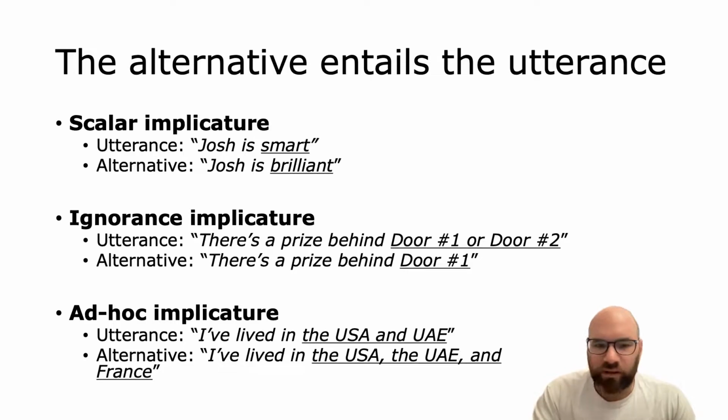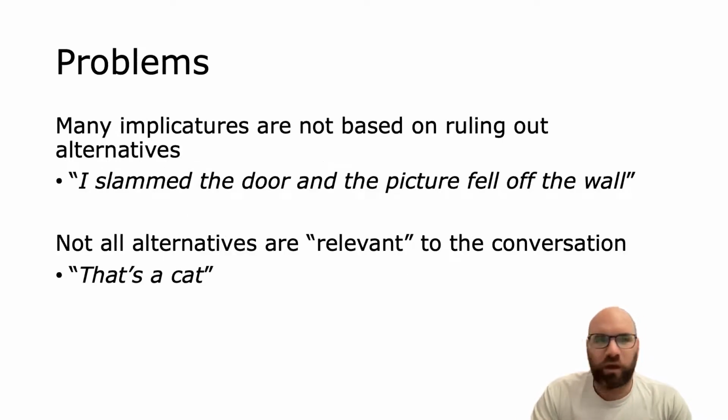And for the last one, right, if I've lived in the USA, UAE, and France, then it's definitely true that I've lived in the USA and UAE. So USA, UAE, France entails USA and UAE, but not the other way around. So it seems like at least we have a description for what kinds of things can be alternatives for what else. But there are some problems with what we've seen before.